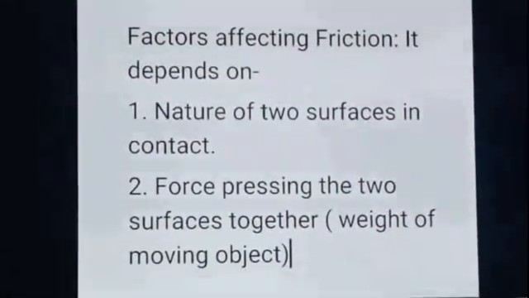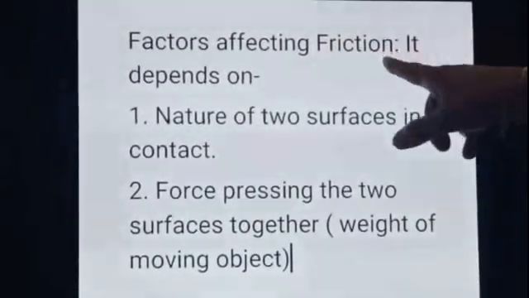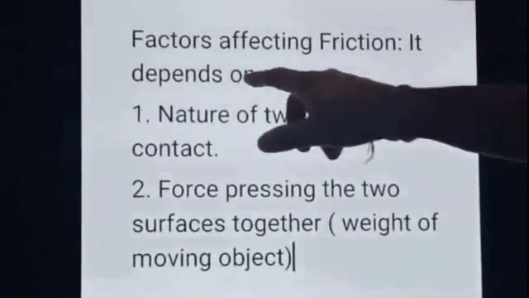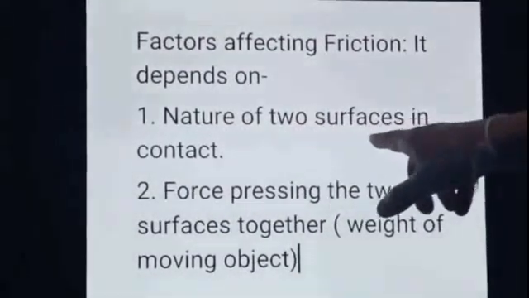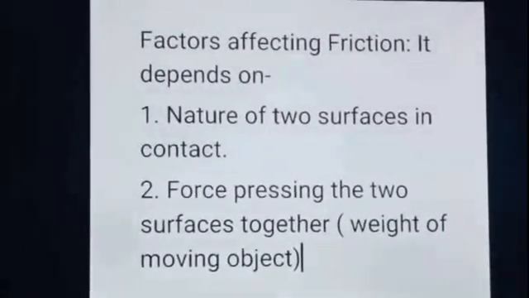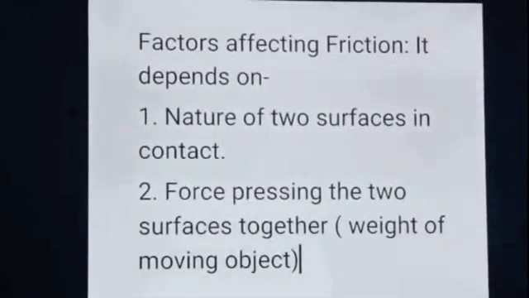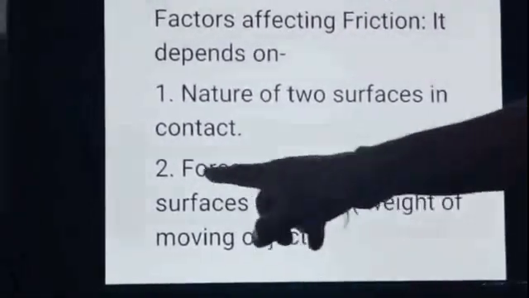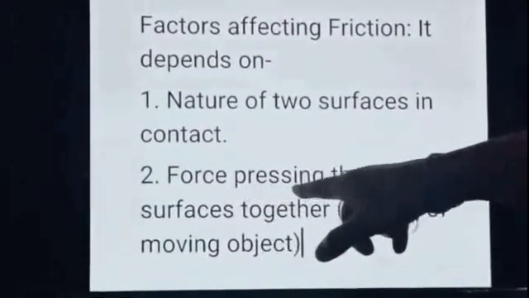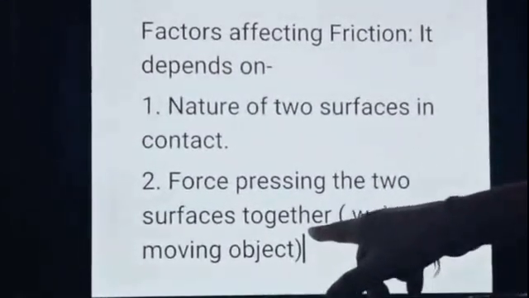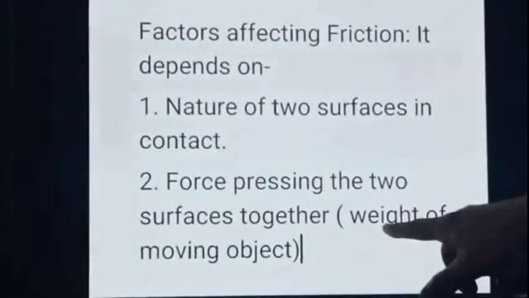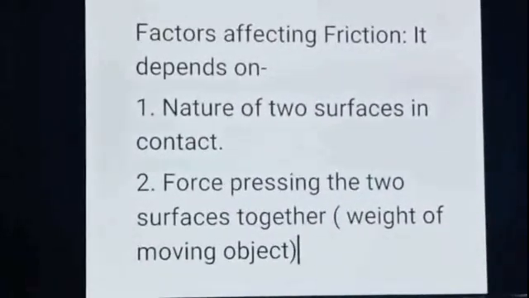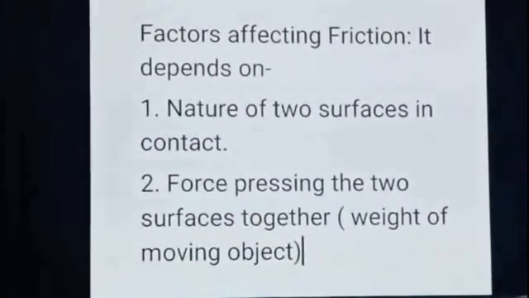Now we discuss the factors affecting friction. It depends on, number 1, the nature of the two surfaces in contact. It means if the surfaces have roughness, there is more friction. Number 2, the force pressing the two surfaces together. That is, if the weight of the moving object is more, then it has a more friction value.